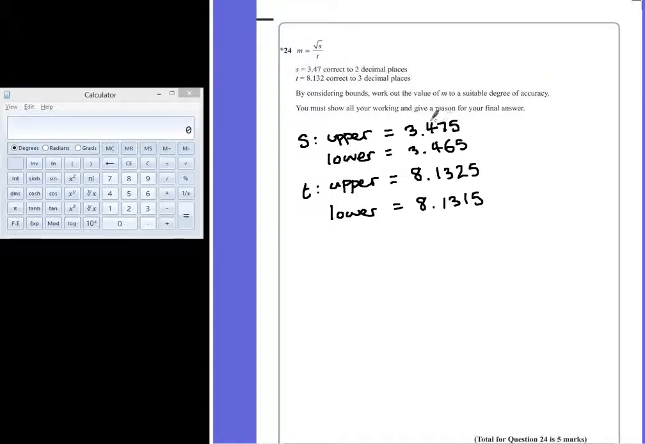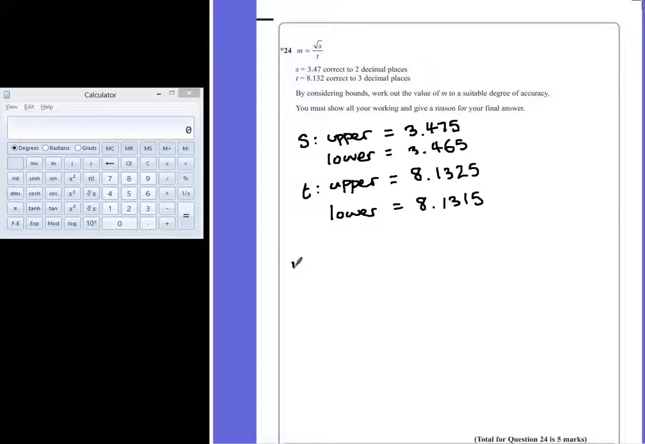Anything between these two values for s and anything between these two values for t. So if we're going to substitute these into the formula, we want to find out what the biggest possible value could be and what the smallest possible value could be, because that would give us a good indication of what m could actually be. So to find the biggest answer, we want the biggest number on the top and the smallest number at the bottom.